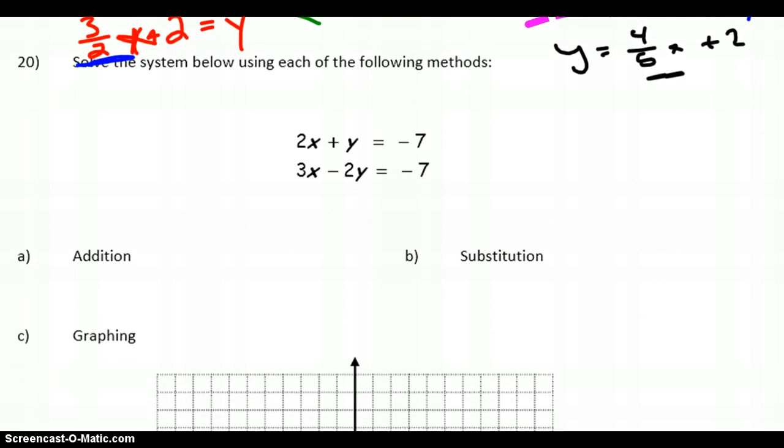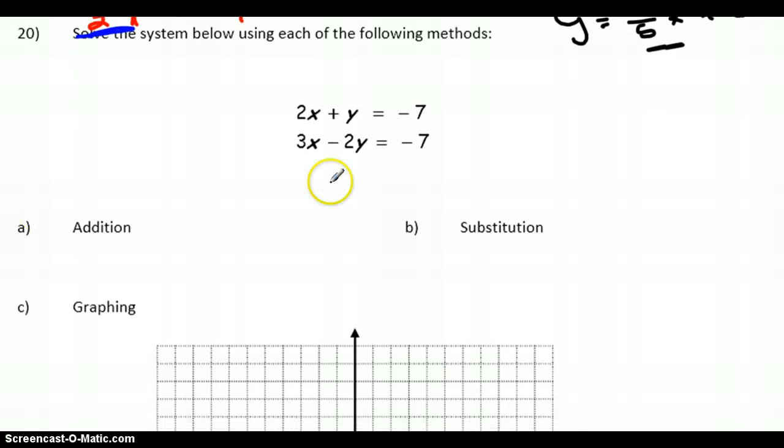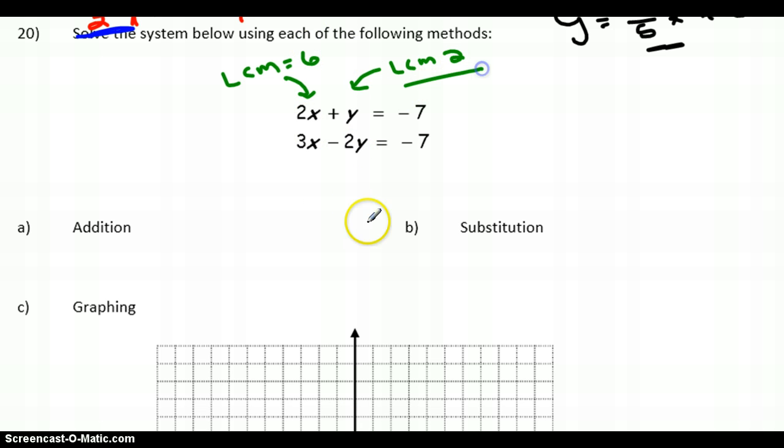Solve this system using each of the following methods. I'm going to solve it using addition, substitution, and I'm going to graph it. I'm going to get the same answer all 3 times. First of all, I'm going to do the addition method. For the addition method, I'm looking at my x's and my y's and trying to decide what the least common multiple is. For the x's, it would be 6. 2 and 3 both go into 6. For the y's, it would be 2. 1 and 2 both go into 2. Usually I just pick the one that has the smaller LCM, so I'm going to use my least common multiple of 2 right here instead of the 6.